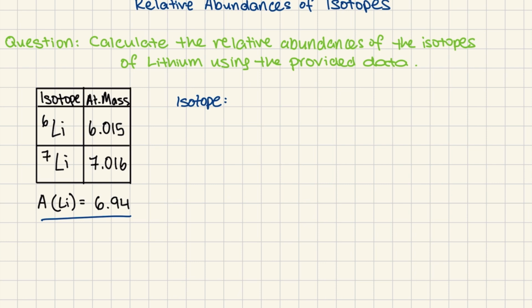So first we're going to want to start by defining what isotopes are. So isotopes are atoms of an element, but they have the same number of protons, which is what constitutes being an element, but they would have different quantities of neutrons, which would give rise to different atomic masses.